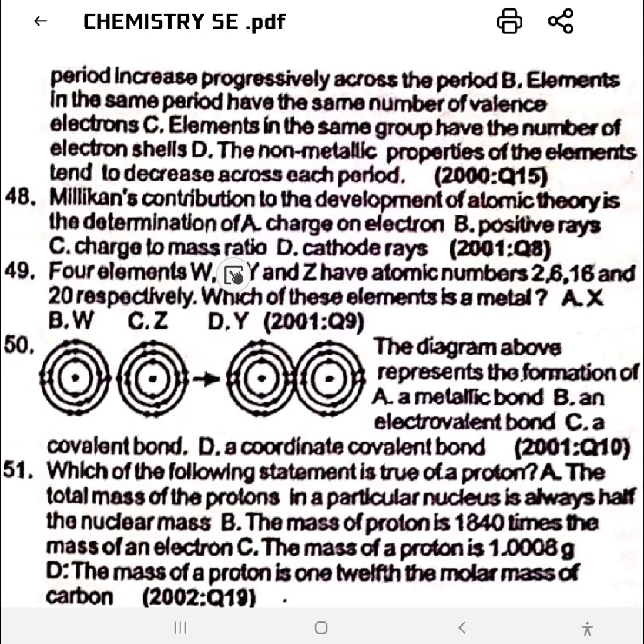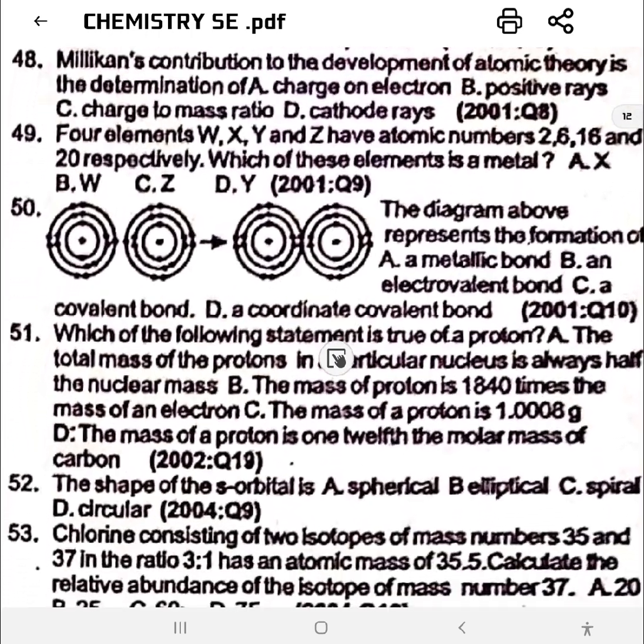49. Four elements W, X, Y, Z have atomic numbers 2, 6, 16, and 20 respectively. Which of these elements is a metal? You have 2, 6, 16, and 20. Which of them is a metal? 49 is option C. Z is a metal. 20 is a metal.